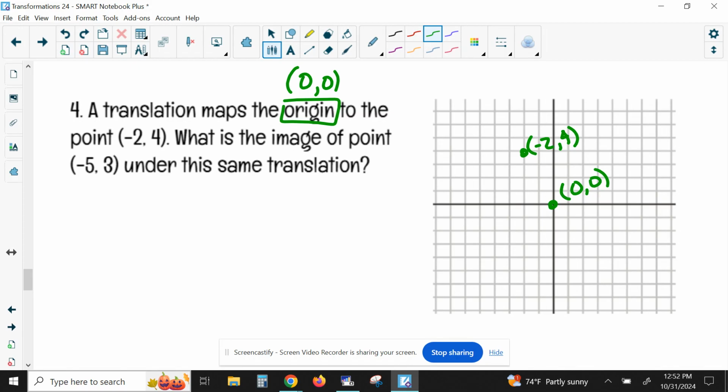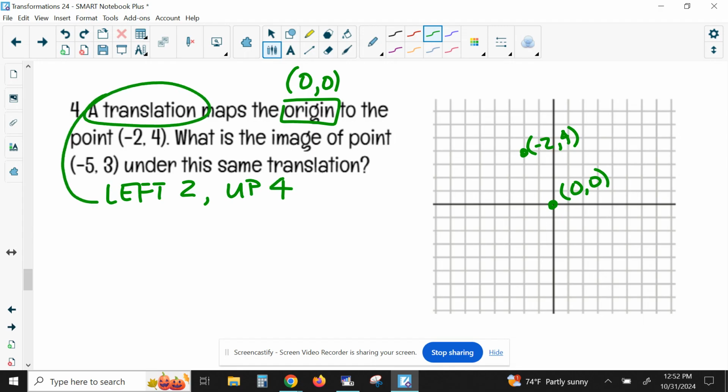So how is he moving? How would you describe that movement? It's a translation to the left. Okay, so put down a little note. You're going left 2, and what else? Up 4. So this translation is left 2, up 4. That's what's happening. That is a statement, right? Blah, blah, blah, period. Okay, so let's move to the next part.